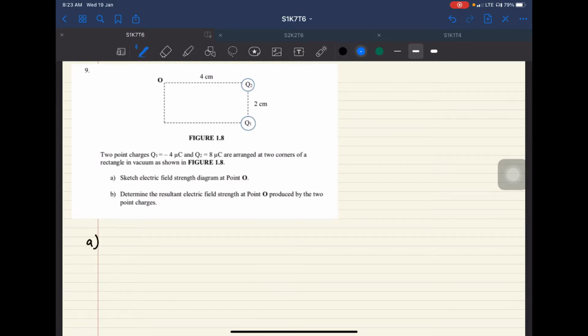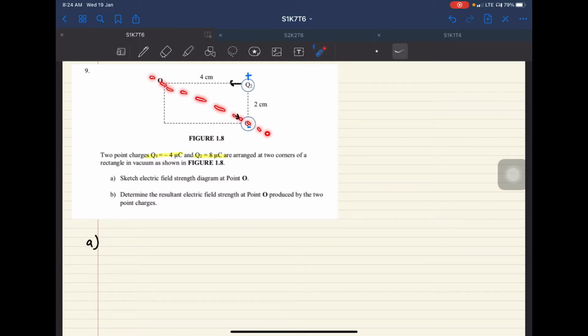So you have two sources of electric field. One comes from Q2, another one from Q1. Q1 is negative because the given value is negative over there. Q2 is positive. So let's say this one is negative, this one is positive. So positive electric field going out, negative electric field going in. I just try to draw the one along or towards the point O, and that is the important part.